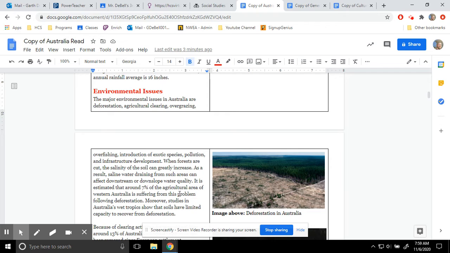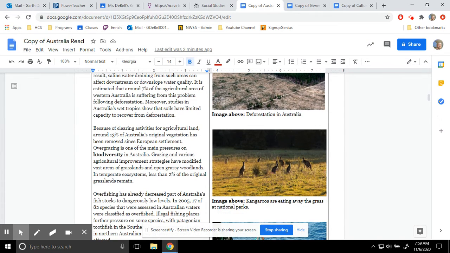So that's what this is talking about, is that in the tropic area, the soil they're showing doesn't have an overabundance of minerals. So when you go and cut down all the trees, even if you plant more trees to grow back, they may not be able to, because there just may not be enough food for those trees to do so.